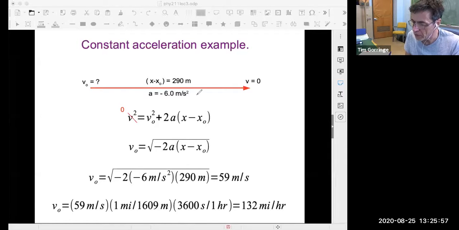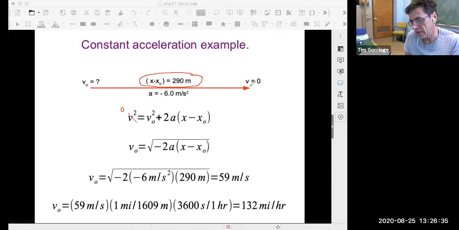There's some information we know about this motion that was given to us in words in the problem, and I listed that information on my little sketch. The first thing we were told was that the distance traveled, the length of the skid marks, was 290 meters. So that's the difference between the car's initial and final positions. X is the final position, X naught is the initial position. That difference is 290 meters.